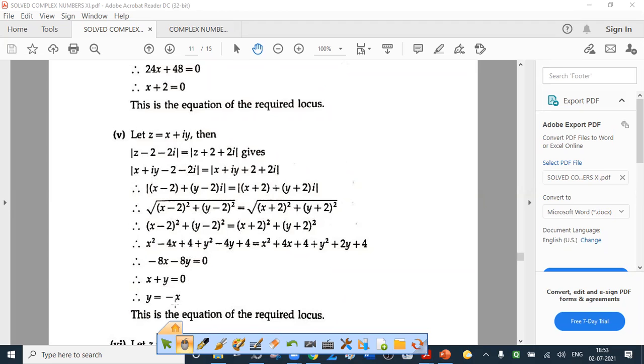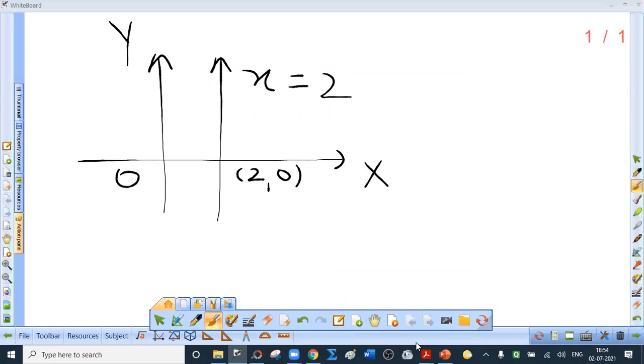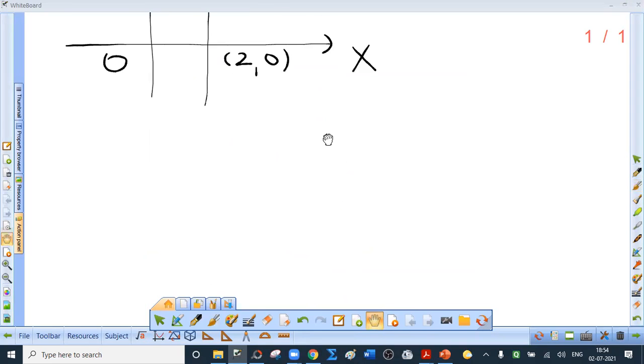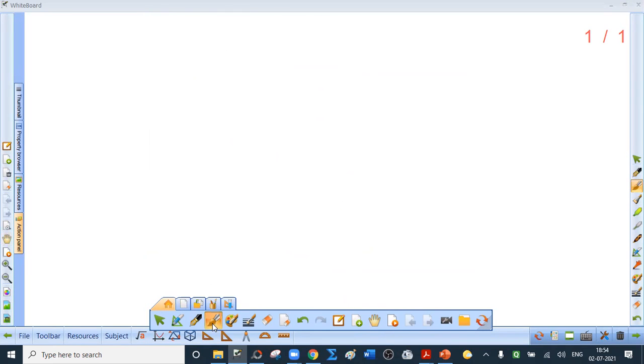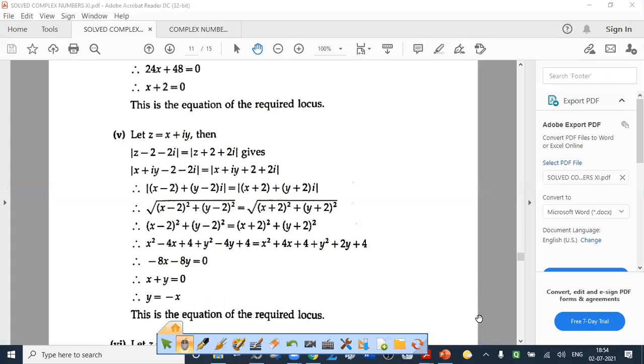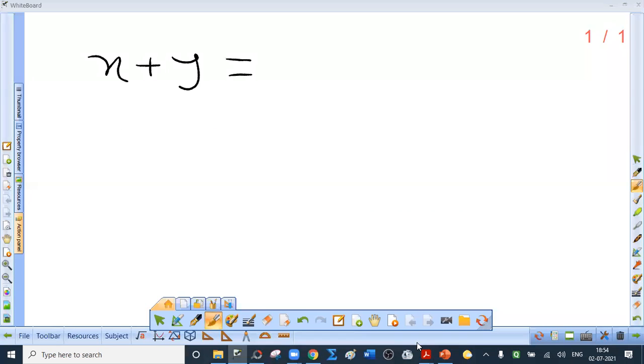So y equal to minus x. You need not write y equal to minus x. Just write x plus y equal to 0. Again, what does this equation represent? X plus y equal to 0. You have done this also earlier. X plus y equal to 0, right? Okay. What does this equation represent?